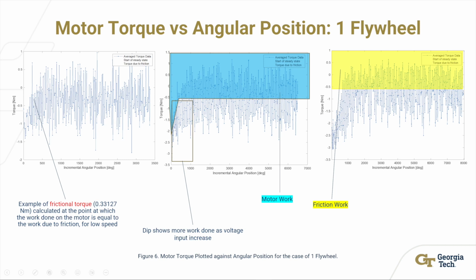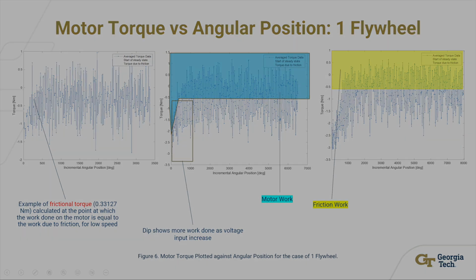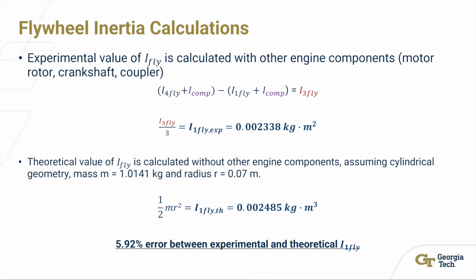Frictional torque is calculated in the same way as stated previously. The calculation of the experimental I-fly value, moment of inertia, depends on a number of components including the flywheel, the motor rotor, the coupler, and the crankshaft. In order to determine the moment of inertia for one flywheel, we subtract the experimentally observed I-fly value for one flywheel from the values for 4 flywheels, and then take the average.